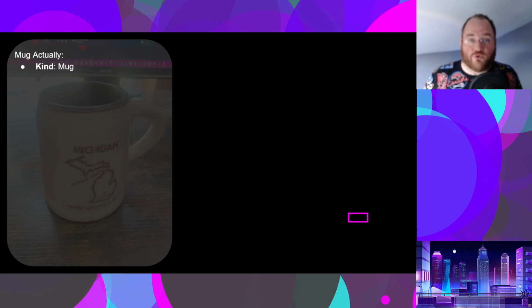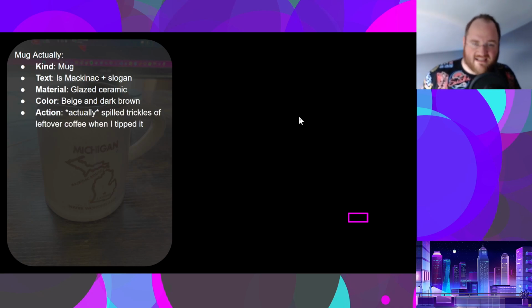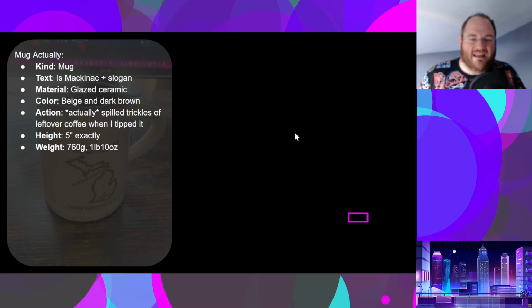Mug. The actual mug. It is a mug. It has the Mackinac design and slogan. The Mackinac text and the slogan. It is glazed ceramic. It is beige and dark brown. I did actually spill trickles when I tipped it over. It's exactly 5 inches tall. It weighs 760 grams, so 1 pound 10 ounces. It's about a pound heavier than the robot thought.